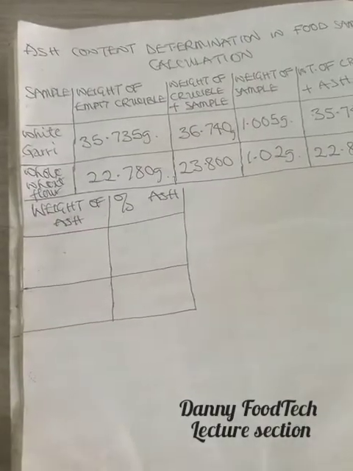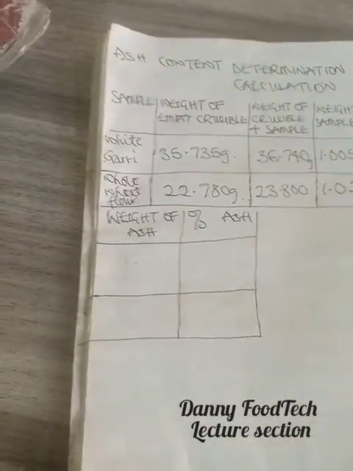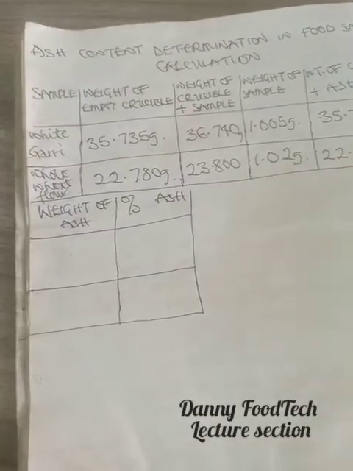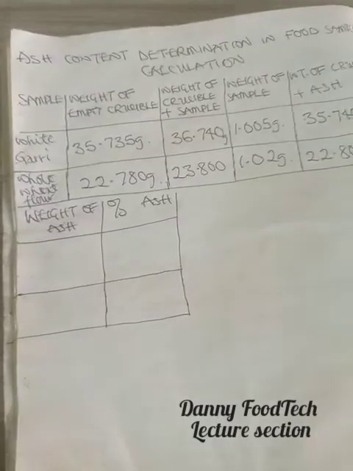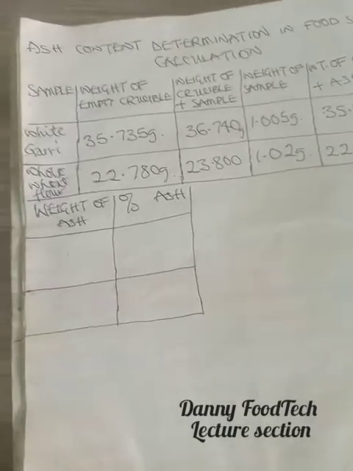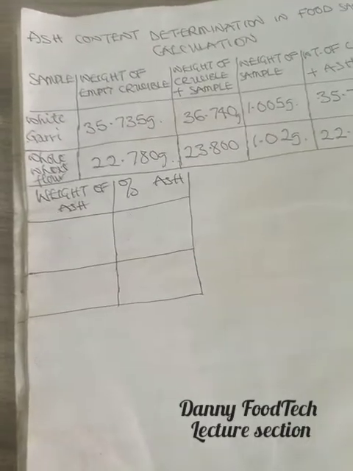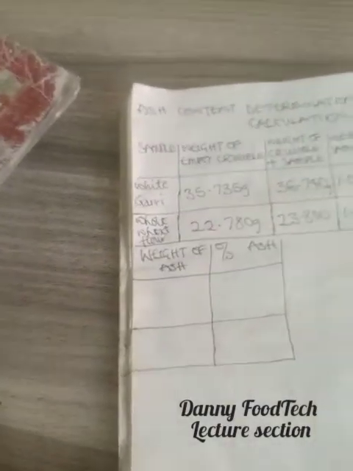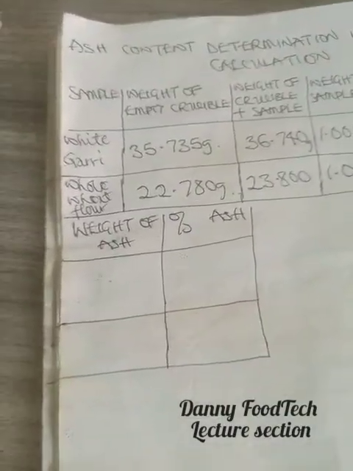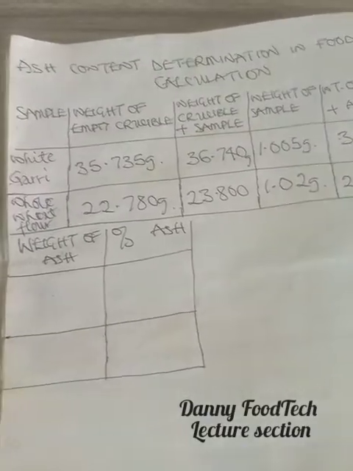The principle behind this ash content determination is that the sample is ignited at 500 degrees centigrade to burn off all organic material using the muffle furnace. So, for example, if you're given such samples and asked to determine the ash content of these two samples, what are you to do?